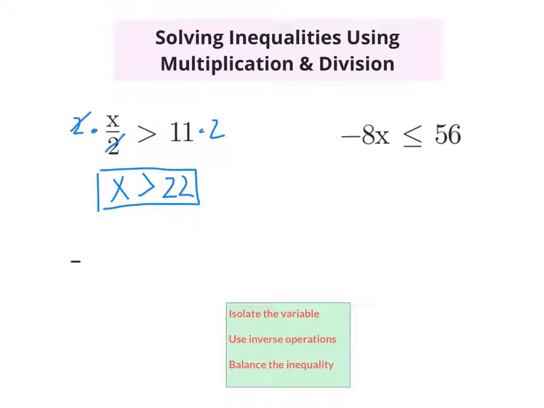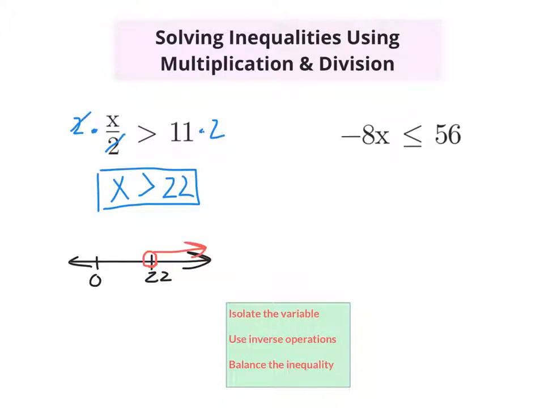And if I graph that, I have 0 and 22. I will have an open circle at 22 because it's a greater than symbol. And my solutions are greater than 22, which means they lie to the right.